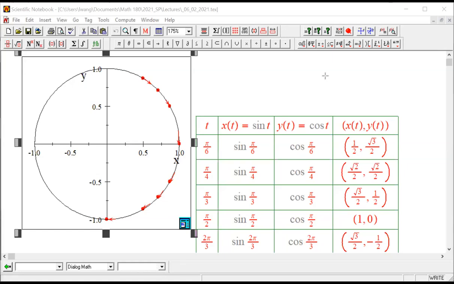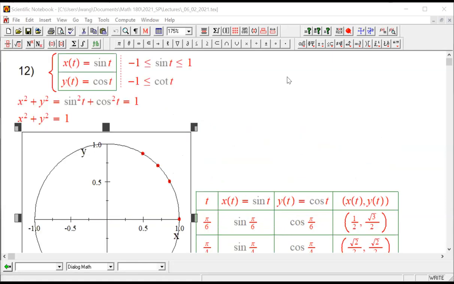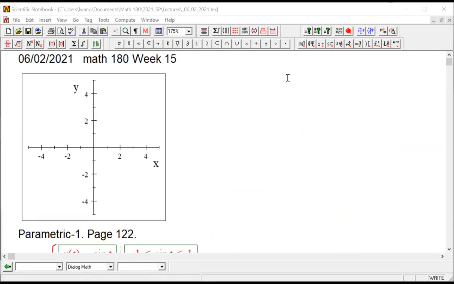Okay, got it? And with the marked points. Okay. All right. So we've answered all three questions. That's essentially parametric. In your calculus class, you're gonna learn how to do other tricks with parametric.